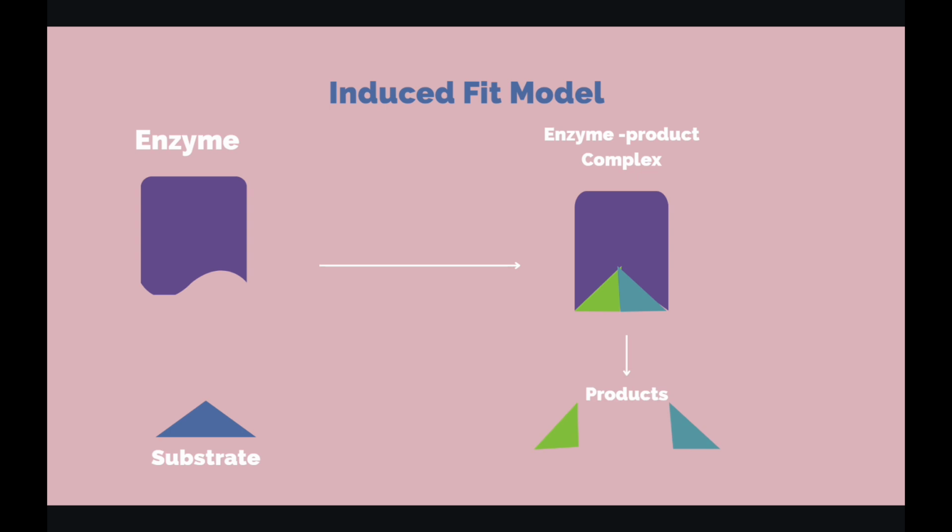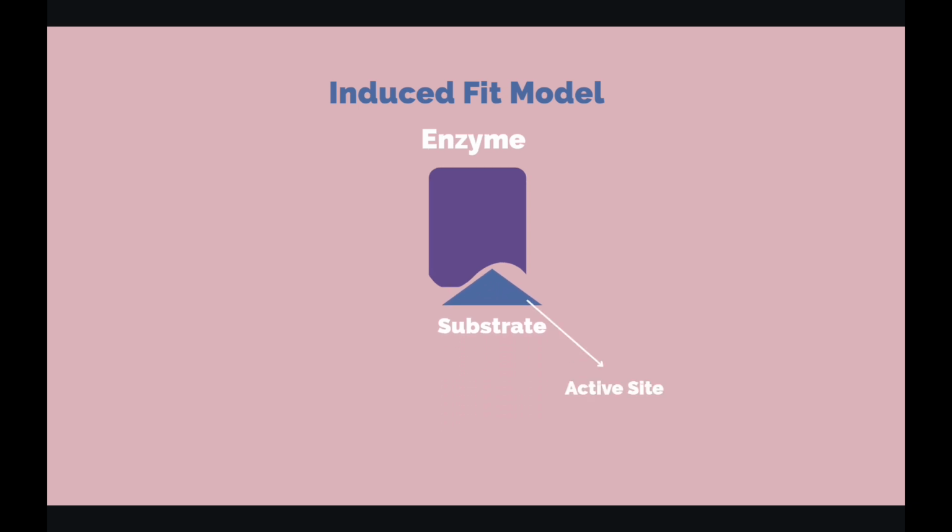The induced fit model by Daniel Koshland suggested that the substrate changes conformation when in contact with the enzyme in order to achieve the desired product. Once again, we have an enzyme and a substrate, and an active site where the substrate would enter and change conformation. An example using the induced fit model can be done with starch and amylase.